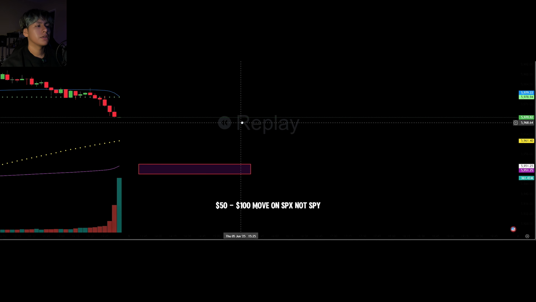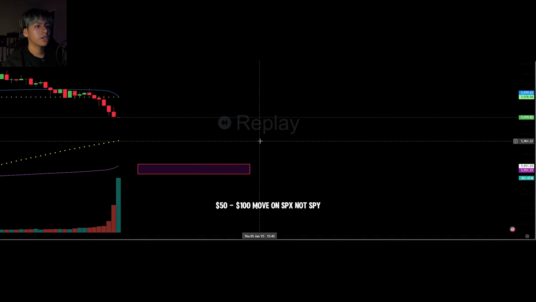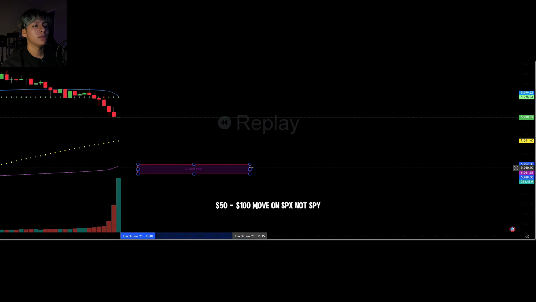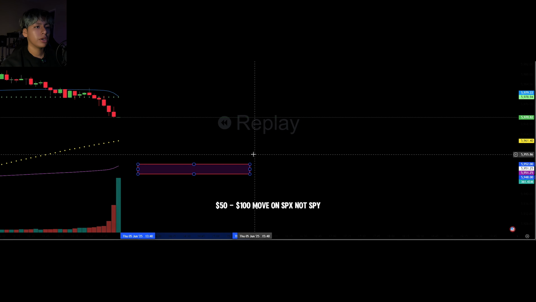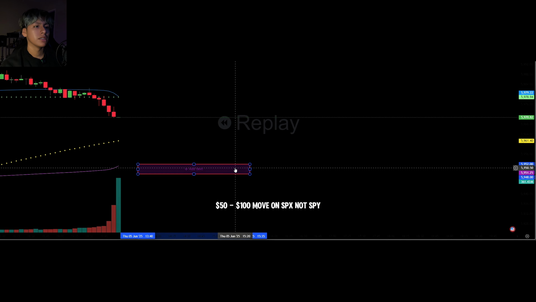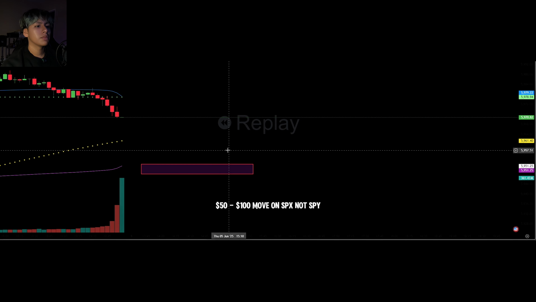All right, so this is the first example of explosive levels. So first, what I want to do is mark out any $50 move to $100 move on SPX. So right here, we have 5,952 and also 48. So I always mark out the $2 moves towards the upside and towards the downside. And we have the middle number right here, which is 50. So market's about to open right now.